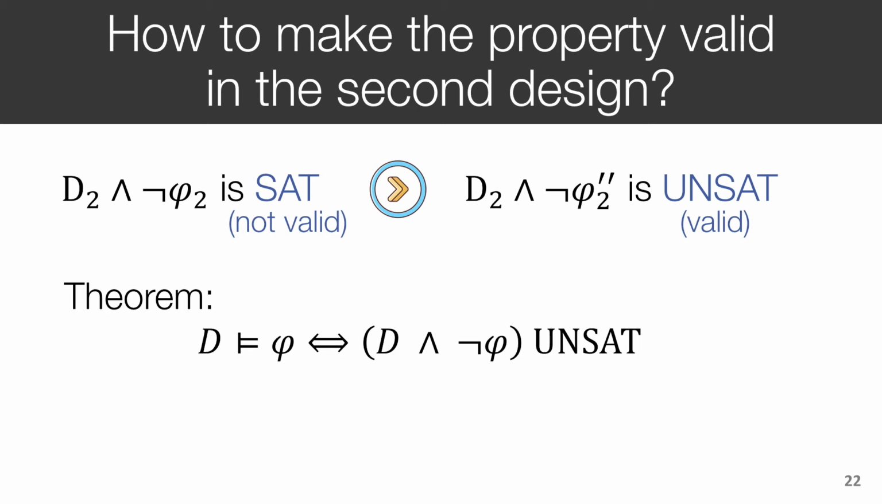The property phi is saying something bad is not going to happen, and making D and not phi unsat means there is no case that something bad will happen. So the problem to make the new property valid is equivalent to make D and not phi unsat.